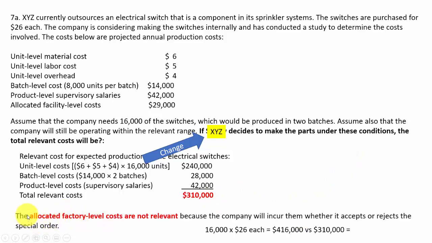Now, again, like I said earlier, the allocated factory level costs, these up here, $29,000, are not relevant because the company will incur them whether they accept or reject this order. But I would probably have to start trying to make these things because you can make them for a lot less money.